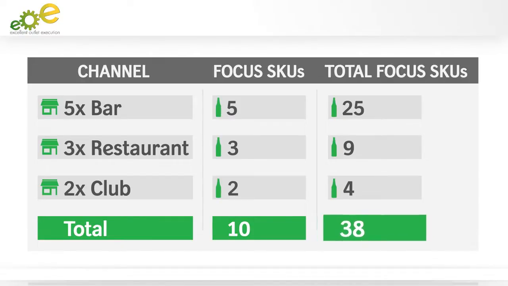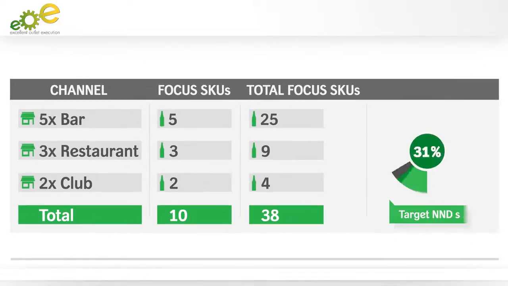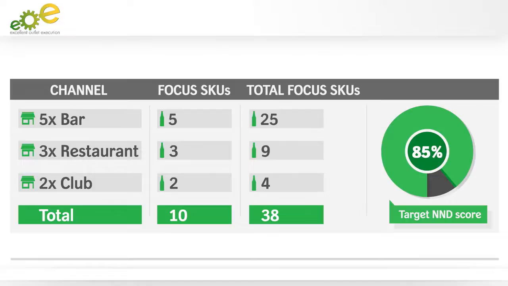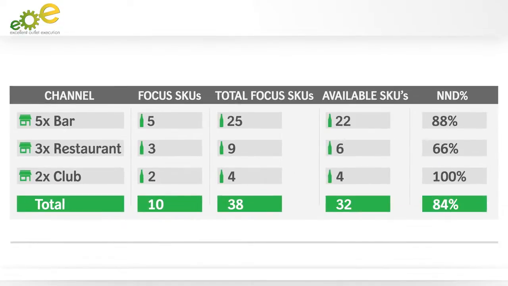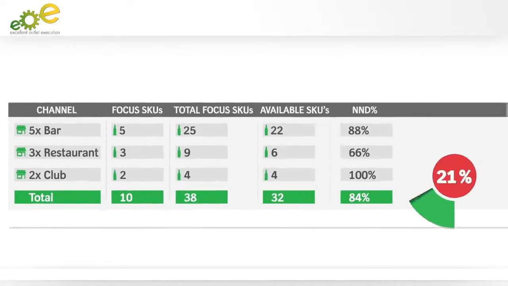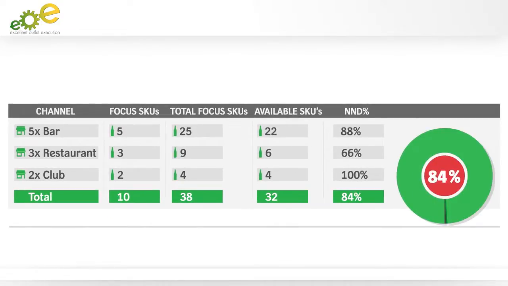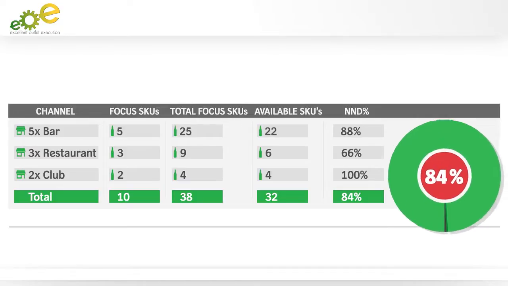In this case, 38. We also see his sales manager has set his target NND score at 85%. He has measured 32 focus SKUs as available, so his NND score is 32 divided by 38 equals 84%. So he missed his target NND score of 85% by 1%.